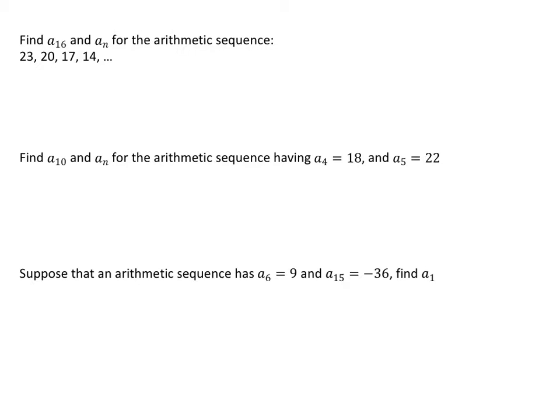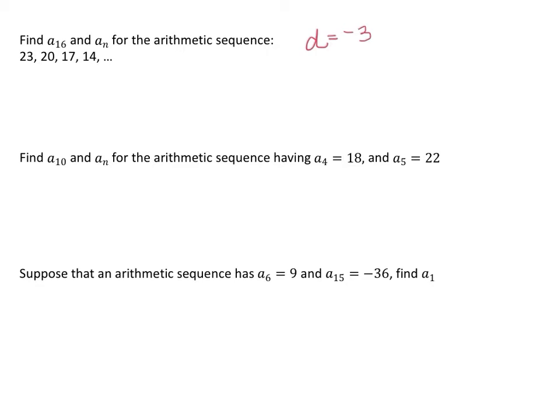The first gives us a sequence. It gives us 4 values, and we're asked to find the 16th value and then again the nth value. So what we need to do first of all is identify d. And if I look here, this is minus 3, minus 3, minus 3. So d is negative 3.